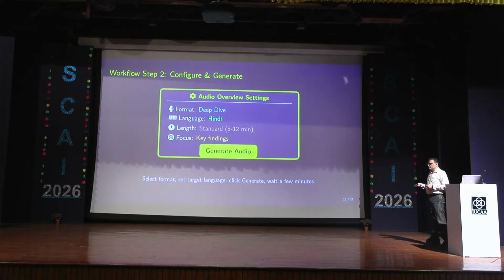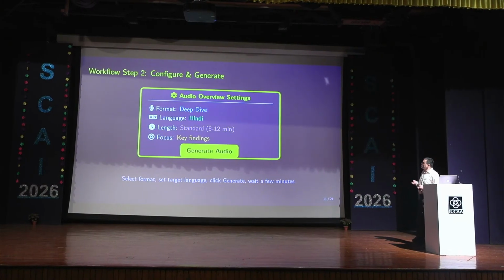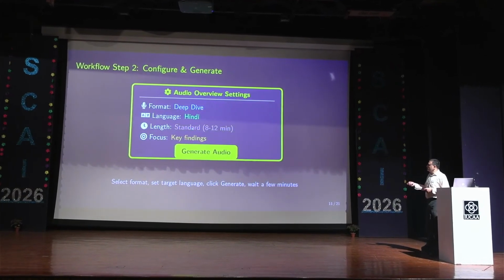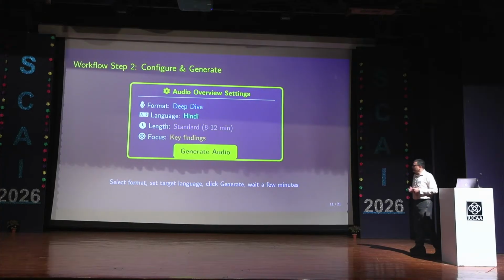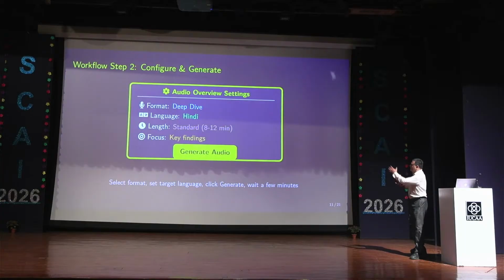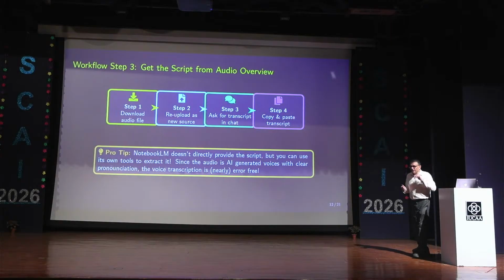So now we are going to sort of step through the workflow. This was just the step 1. Workflow step 2 would be just configure it, what format you want, what language you want, what length you want, and what should be the focus area. Click on generate audio, wait a few minutes, the audio podcast is ready. But now I'm going to deviate from the standard workflow. So typically you could generate this audio and then start circulating this audio wherever you want. But what I recommend is an alternative workflow which will definitely improve the content of your audio podcast.